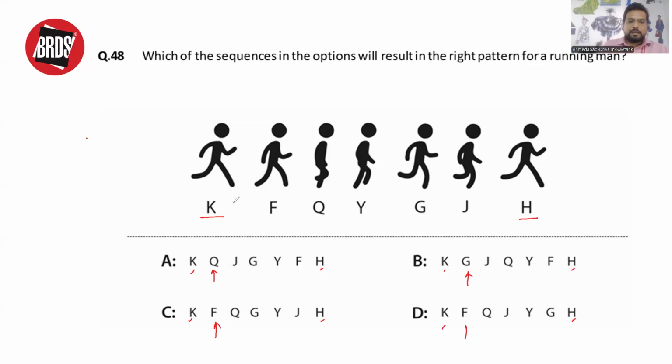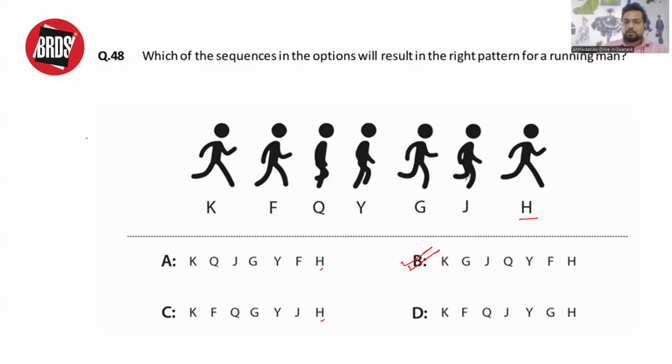But if you look closely, it is the G which is possible after the K. This first leg will bend a bit and the second leg will start coming near to that one. So it is option B. Even now, after getting this answer, how you should actually move ahead is by looking at the sequence and figuring out whether it is possible to make an animation of running or not.